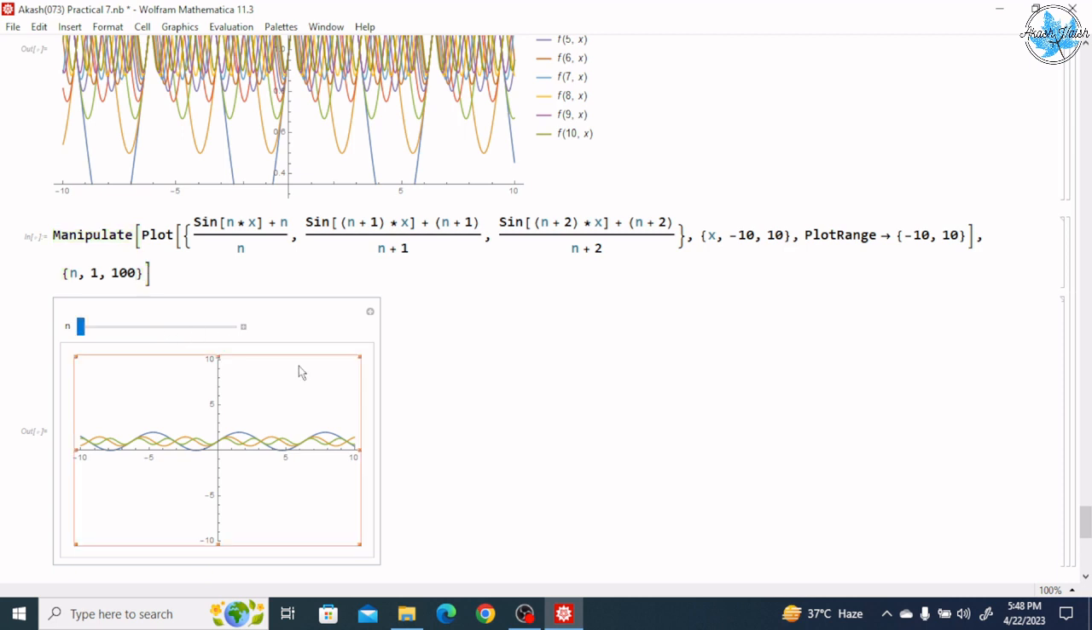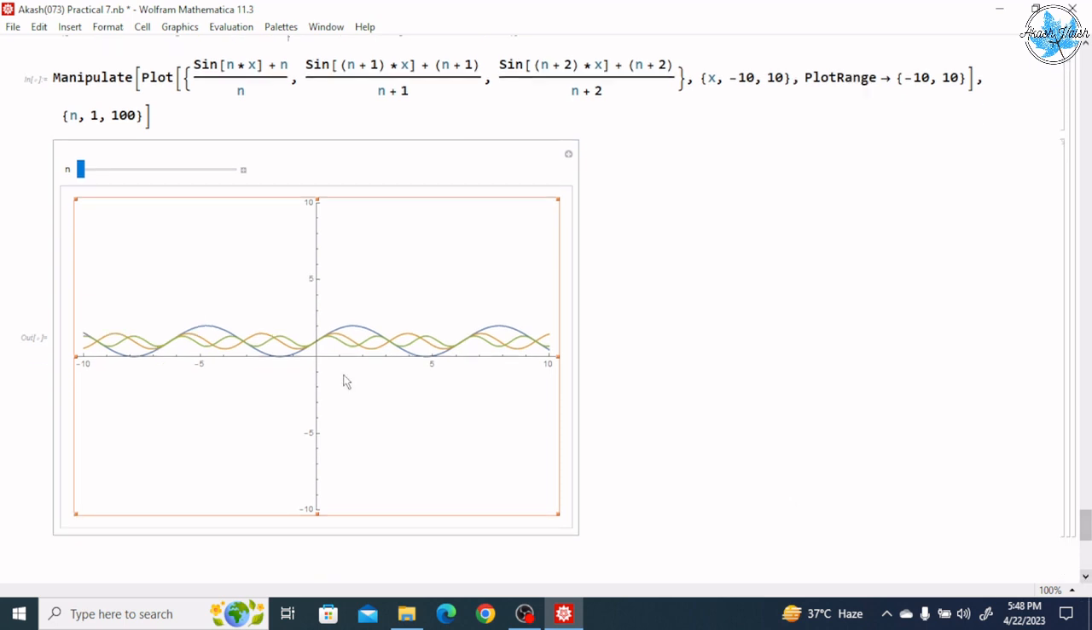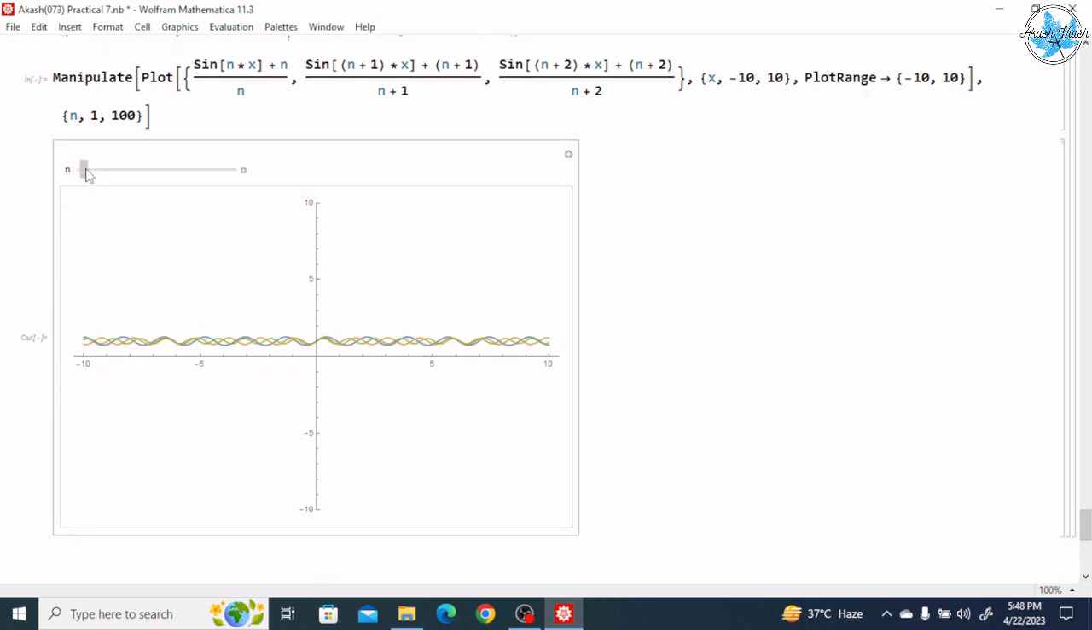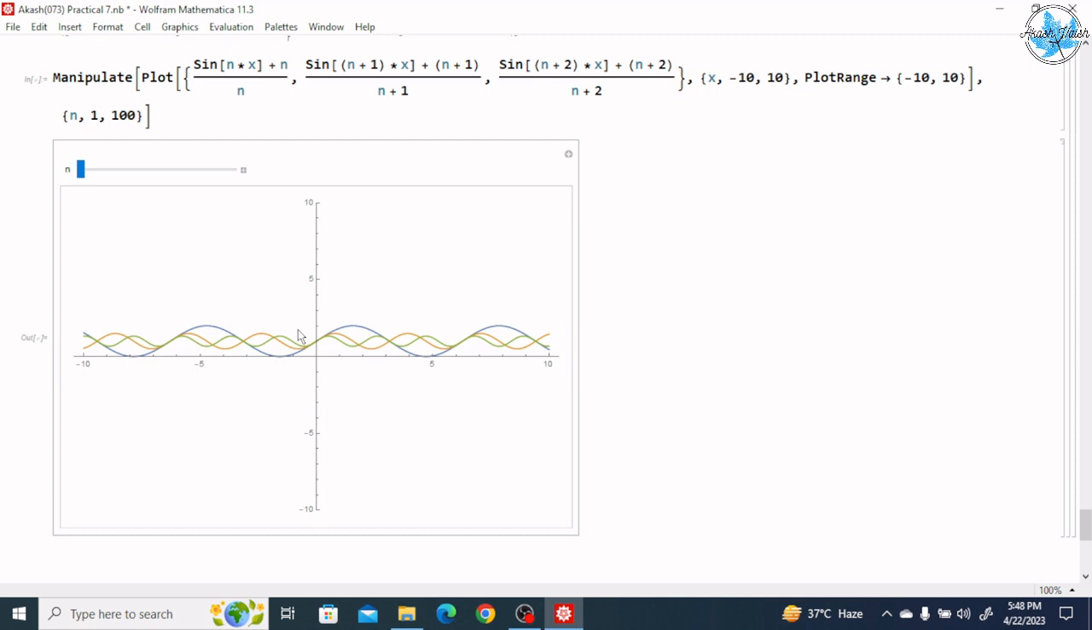So after pressing the Shift plus Enter key, you will see the graph of the function to be like this. When you vary the value of x, you can see it is converging on 1. You can see on the y-axis that it is converging on 1, and when you shift the value of n towards 1, then you can see it is also converging on 1. The value of the pointwise limit of the given function is 1. So in this way we find the pointwise limit of the function.